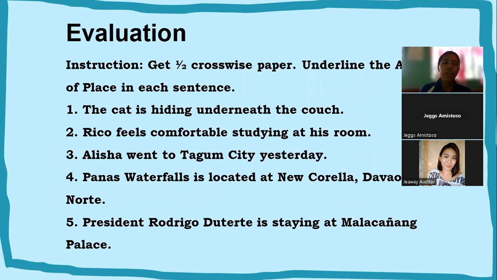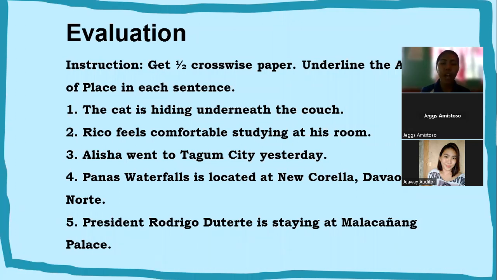Okay, so for your evaluation, you get one half crosswise paper. You have already right now your paper. All you have to do is to underline the adverb of place in each sentence. Number one, the cat is hiding underneath the couch. Number two, Rico feels comfortable studying at his room. Number three, Alicia went to Tagum City yesterday. Number four, Panas Waterfalls is located at New Corella, Davao del Norte. Number five, President Rodrigo Duterte is staying at Malacañang Palace. Okay, please copy and answer.